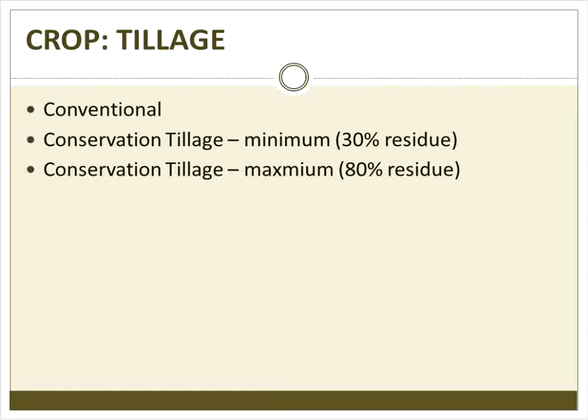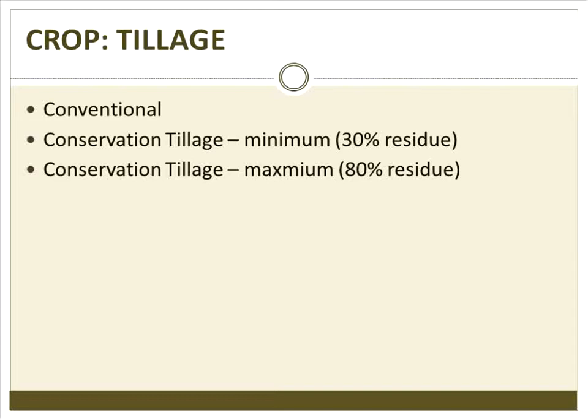Within the PLAT program, you will be asked if you have conventional tillage, conservation tillage minimum, or conservation tillage maximum. If you have minimum conservation tillage, that's 30% residue. Conservation tillage does not tell you what kind of tillage implement you're using. It only tells you how much residue is left.